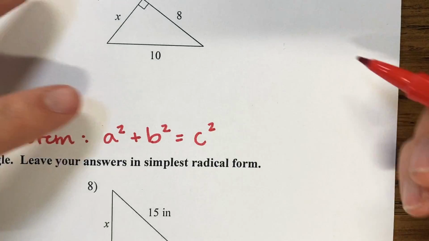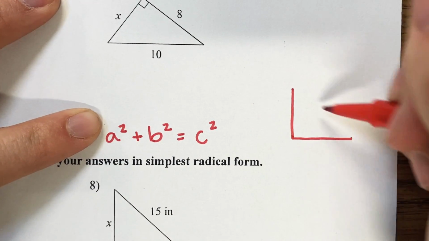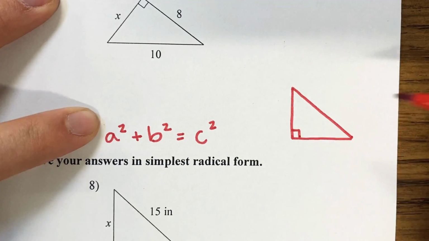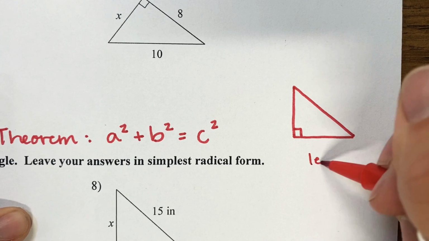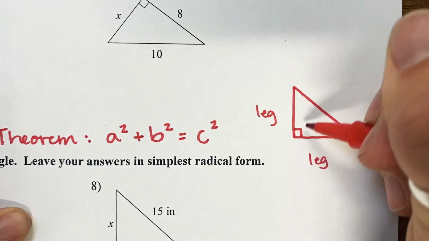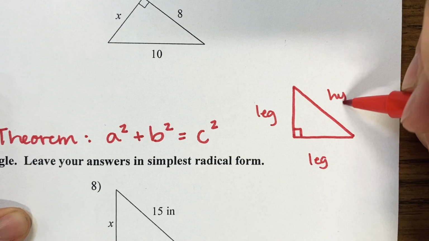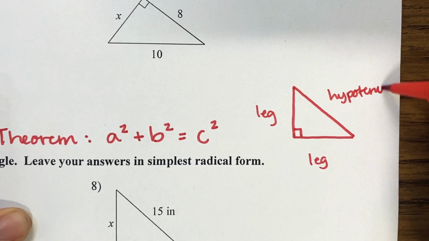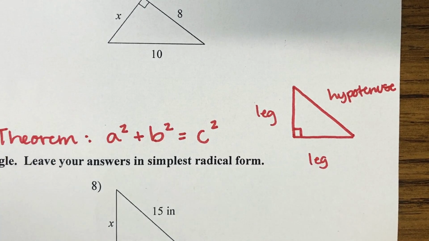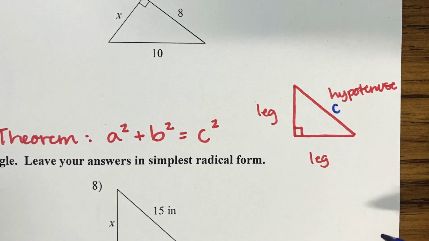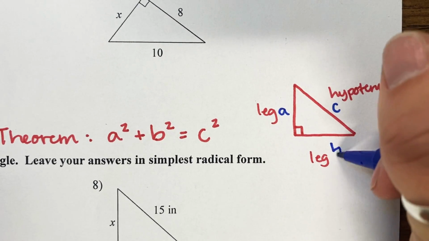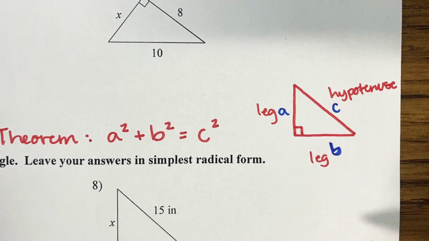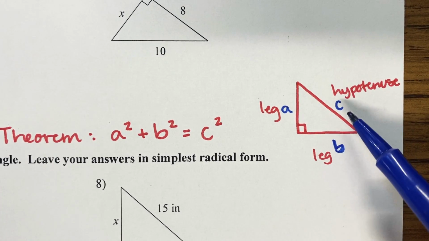Just to remind ourselves what a, b, and c are, let's draw ourselves a little right triangle. We know that the two sides that form the right angle are legs, and the side across from our right angle is our hypotenuse. Our hypotenuse always has to be c. That's the most important part. Our legs can be either a or b, so it actually doesn't matter which one you choose. That one can be a, that one can be b. You could have switched those, but as long as your hypotenuse is c, you're good.